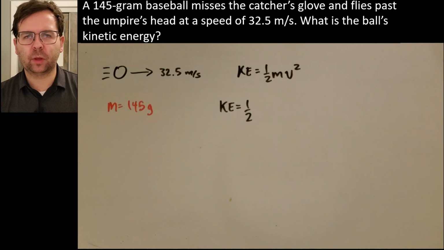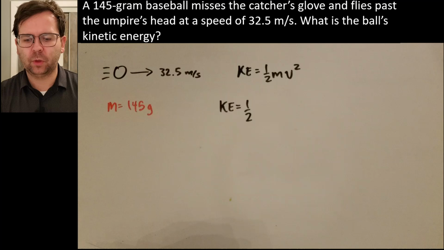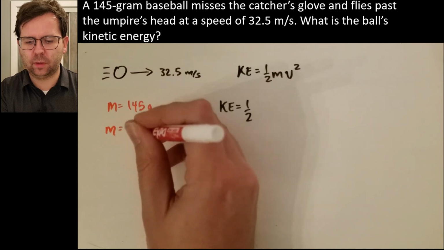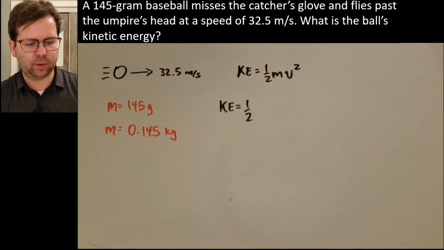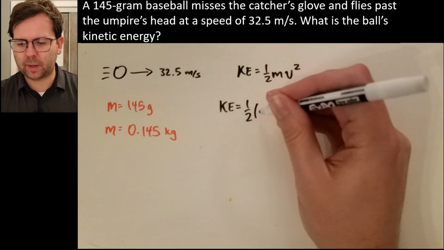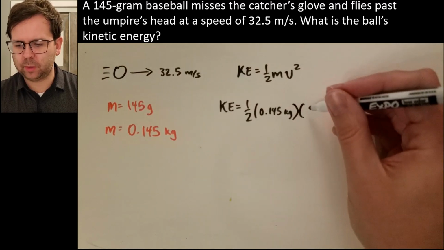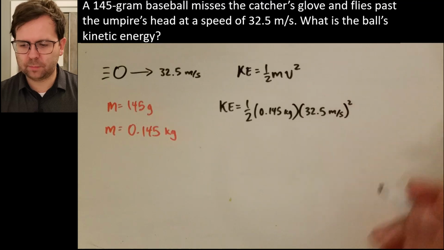However, if we're going to use joules for our energy value at the end, we have to make sure that our mass and our speed are in standard scientific SI units. And so the standard unit for mass is not grams, but kilograms. So to find kilograms here, we're simply going to divide by 1,000. And so that'll give us a mass of 0.145 kilograms. So our mass in kilograms and our speed in meters per second is 32.5 meters per second.